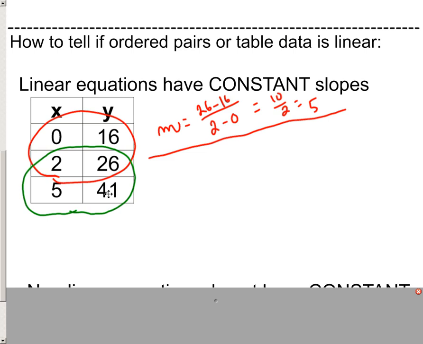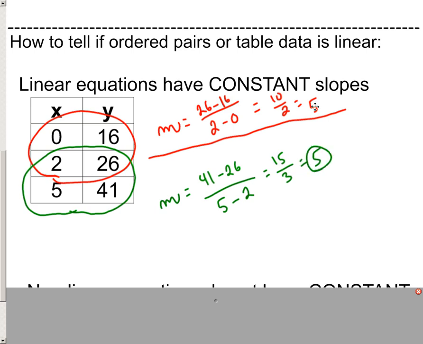So here we go, 41 minus 26 over 5 minus 2. If you rush it, you make a horrible mistake, and you won't know for sure if you get it. If you just take your time and just cruise through there and focus, you'll be okay. 5 minus 2 is 3. 15 divided by 3 is 5.